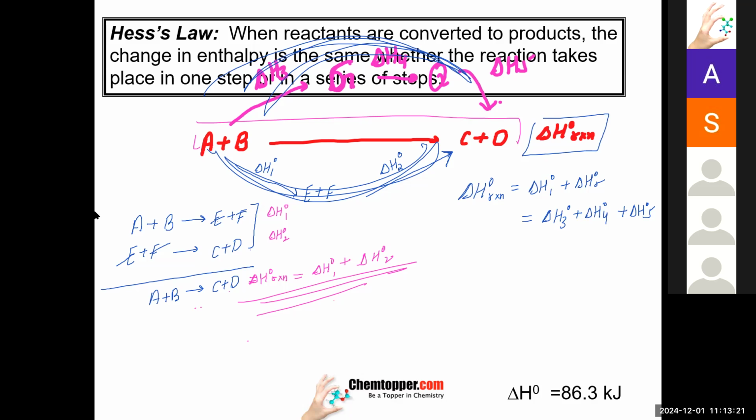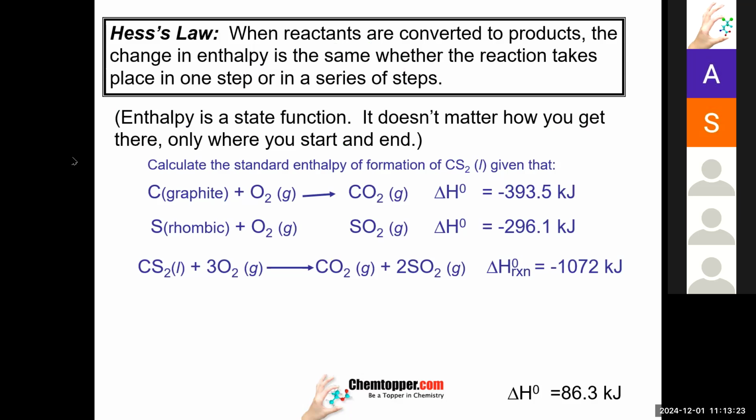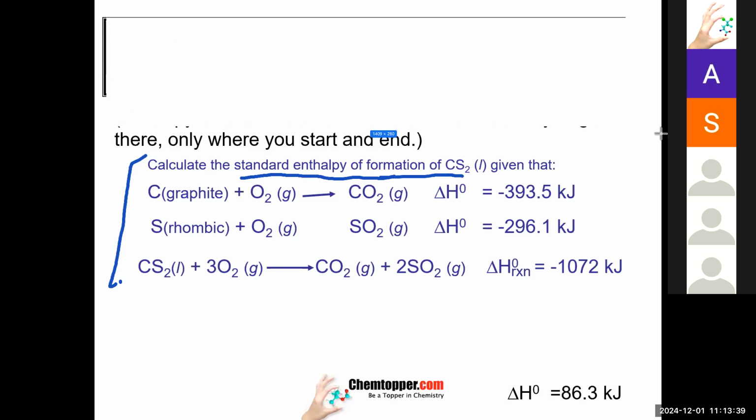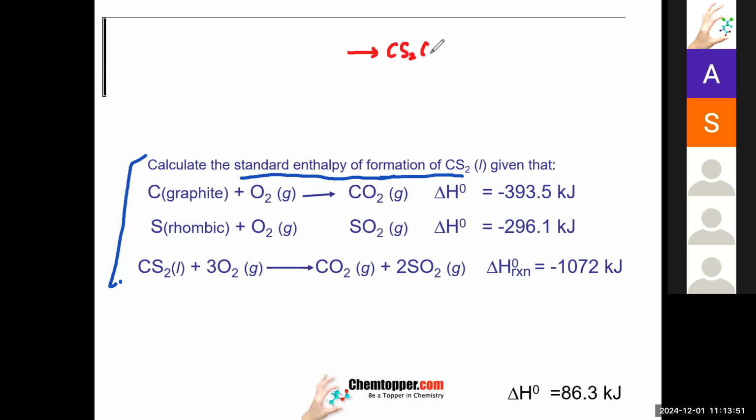So let's do this question based on Hess's law. Calculate the standard enthalpy of formation of CS2. That's the desired equation. So can I write down the equation, the equation which I want? Formation of CS2 liquid. Delta H naught formation.